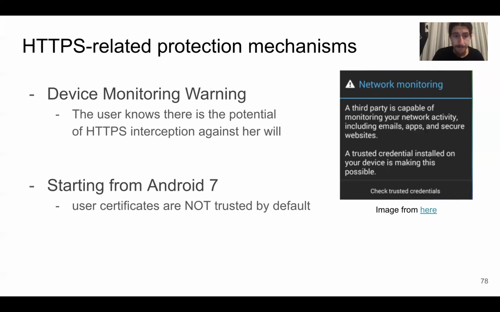Starting from Android 7, user certificates are not trusted by default. So even if I, as an attacker, add a trusted certificate to the Android device, still it will not be trusted, okay?